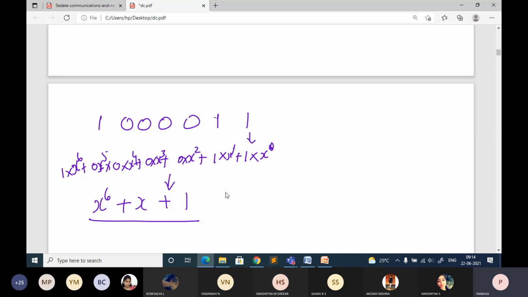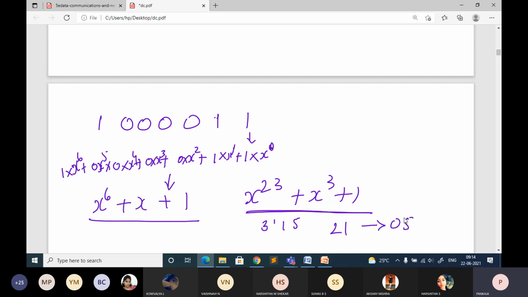Okay, so 8 bits is reduced to 3 terms. Consider if it is having some 23 bits. So in 23 bits, consider the values are x power 23 plus x cube plus 1. You just imagine how much it is simplified. Otherwise, in binary, you will be having 3 ones and the remaining 21 bits are zeros. Okay, the remaining 21 bits are zeros. So that is going to take a lot of time to perform the division or any other operation.